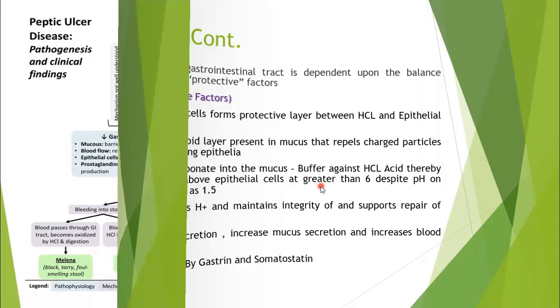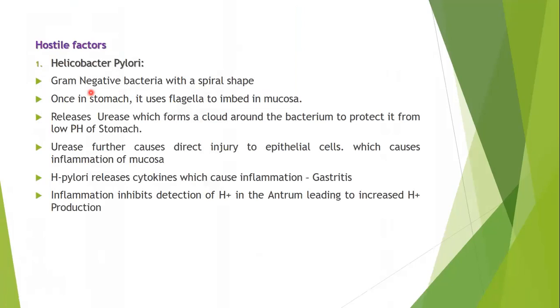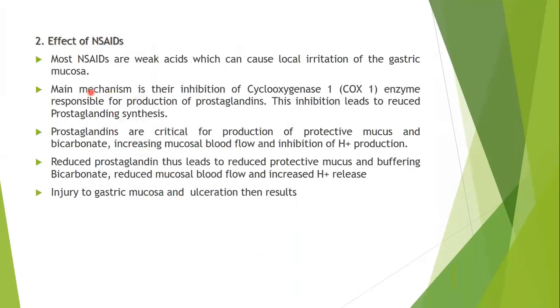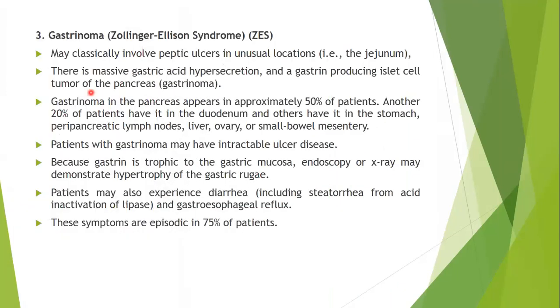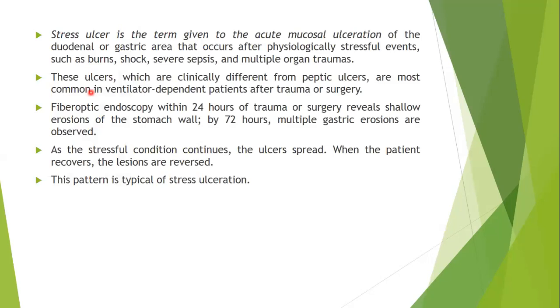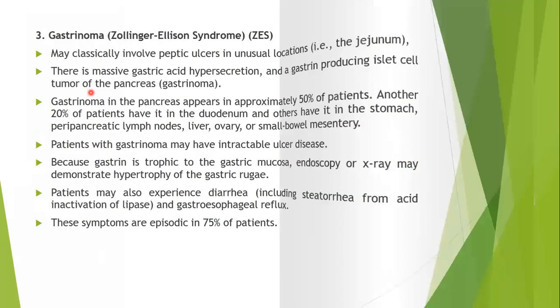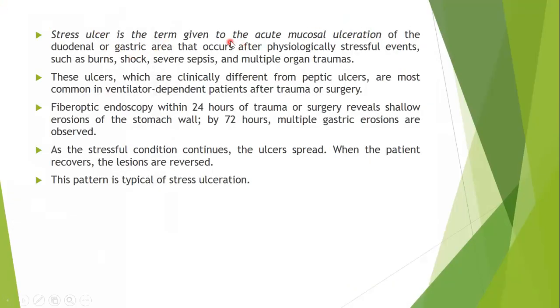Okay. So these we had discussed earlier, the mucosal defenses and also the hostile factors. We also discussed the NSAIDs, and I have just run through the NSAIDs, also the Zollinger-Ellison syndrome. And a reminder is that patients can also suffer from what are called stress ulcers. Stress ulcer is the term given to the acute mucosal ulceration of the duodenal or gastric area that occurs after physiologically stressful events such as burns, shock, severe sepsis, and multiple organ traumas.